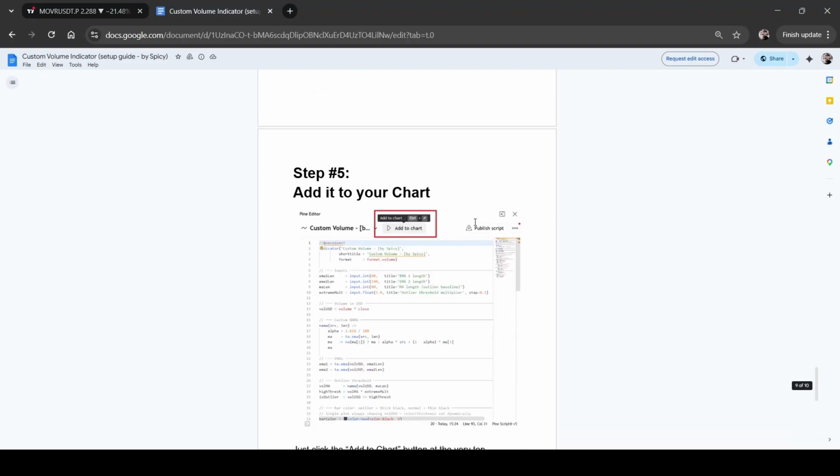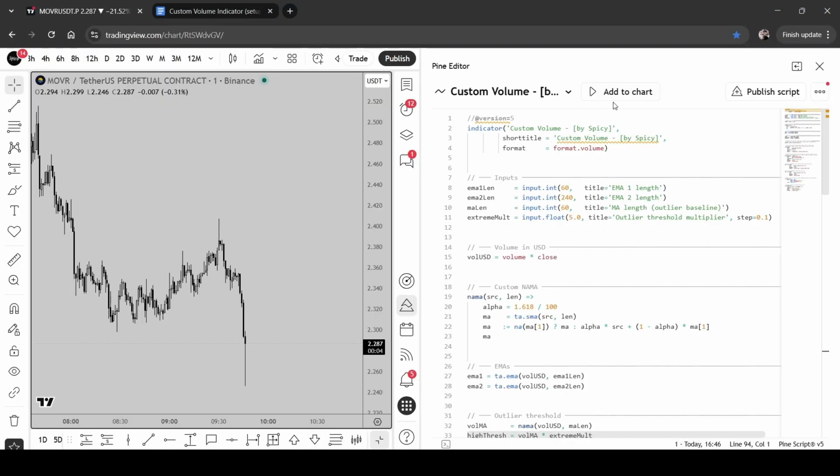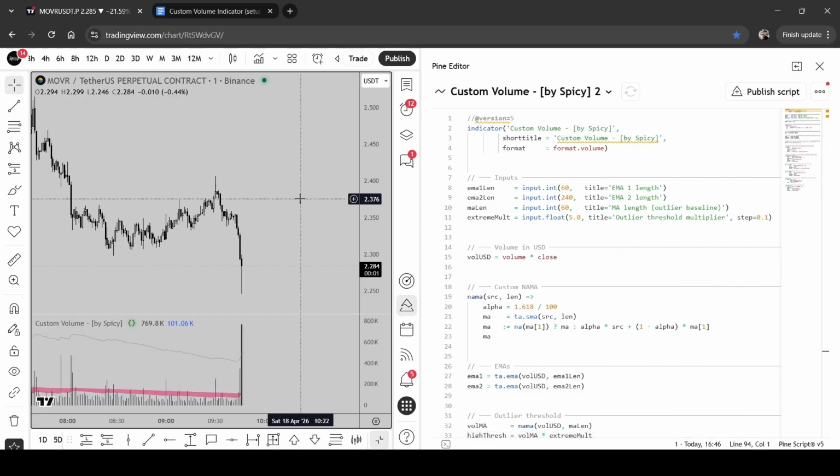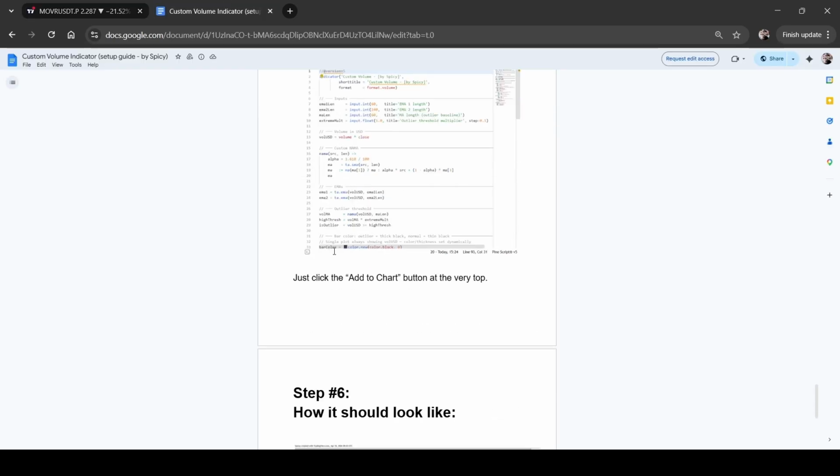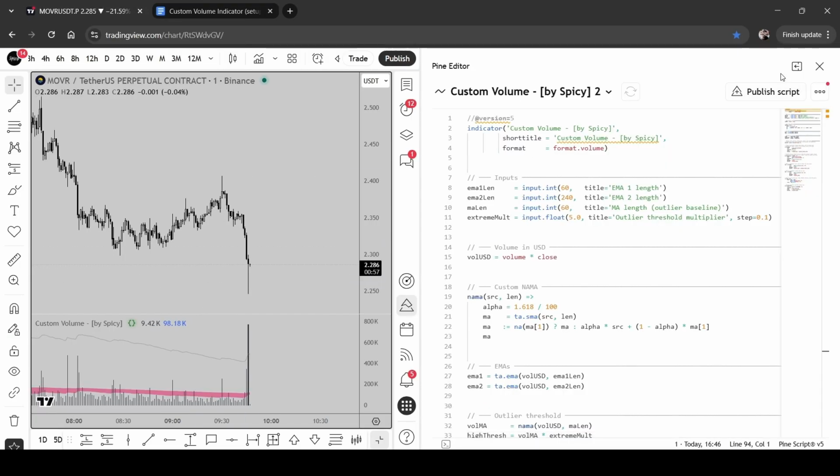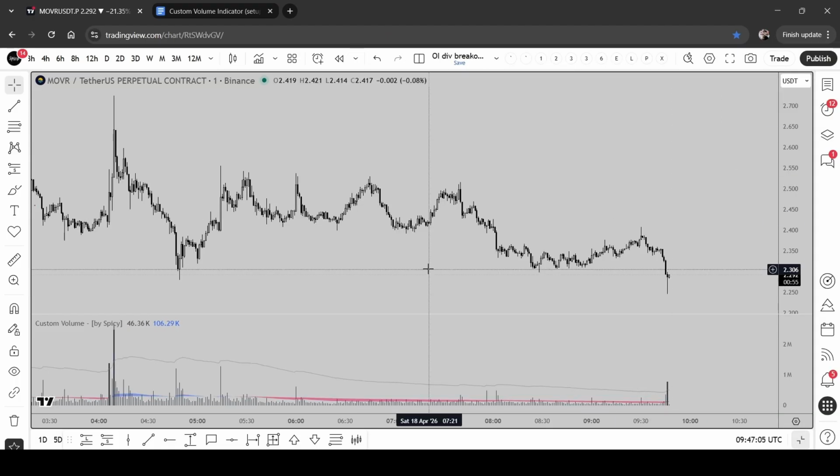Okay, after we've saved it, then we just have to click Add to Chart. So, done. Cool. And this is how it should look like. Okay, easy. How fast was that? Okay, now let me explain the functions of the indicator.